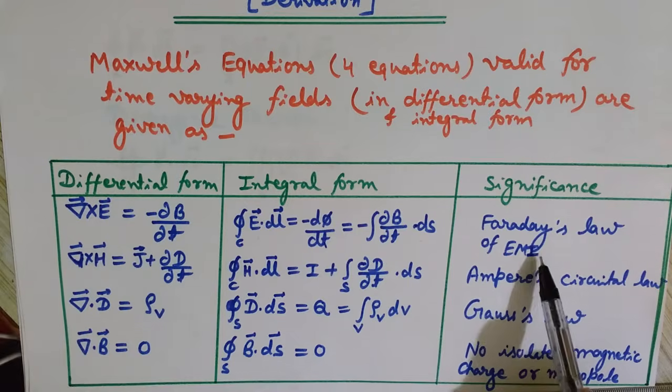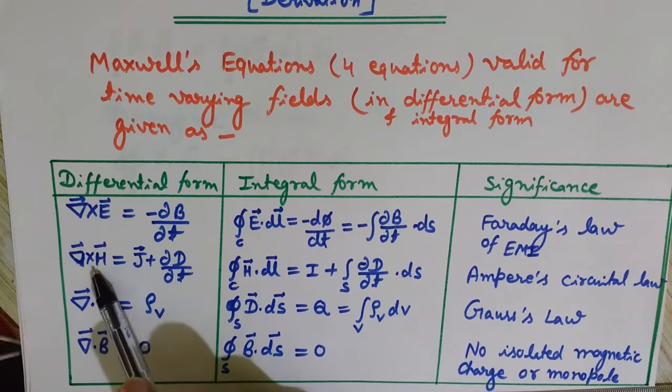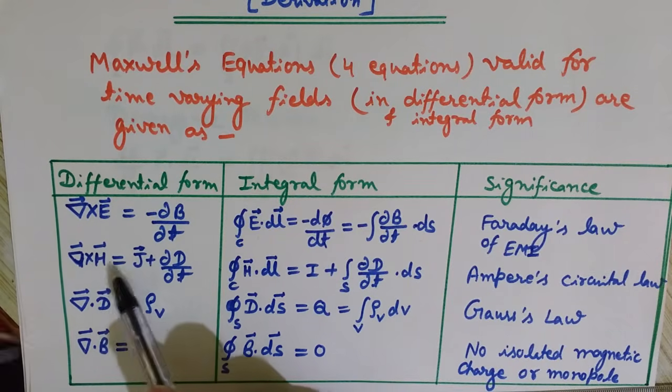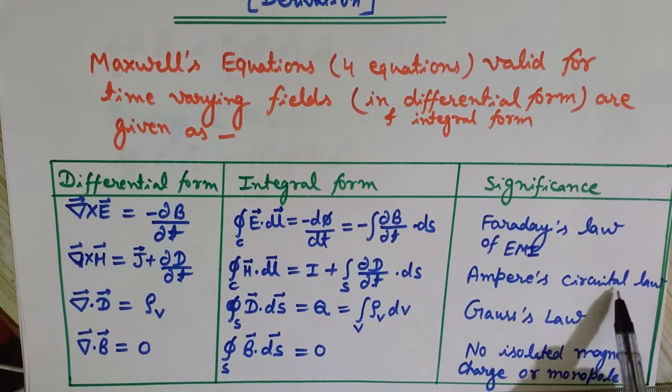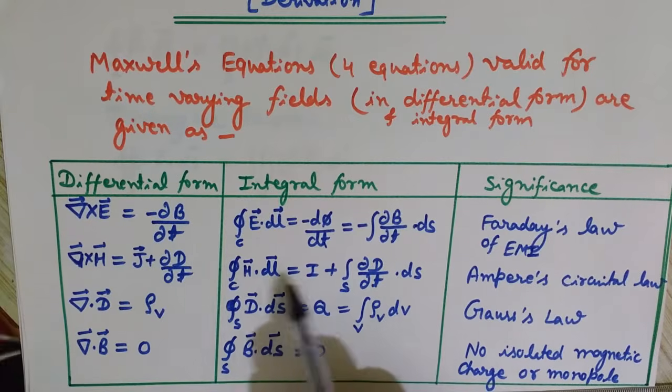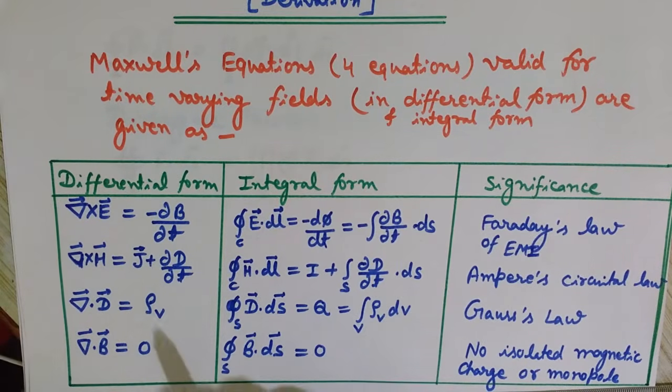The second equation of Maxwell is curl of H equals J plus del D by del T, and this is based on Ampere's circuital law. This is its integral form. You can read all these. I am not explaining it at this point. I will explain it later in this lecture, so keep watching till the end.